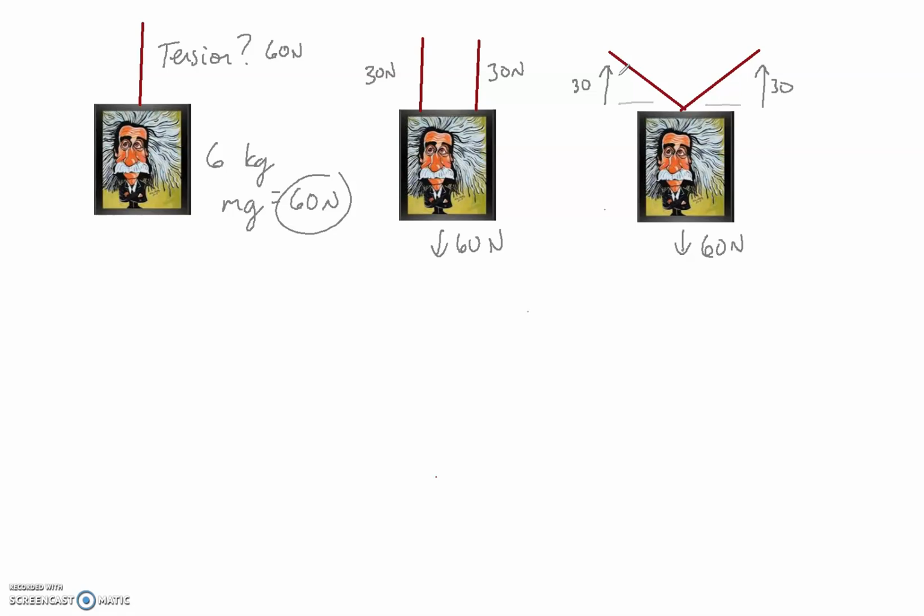So the vertical part still exists, but there's also now a horizontal one. This one is pulling to the right to balance off this one pulling to the left, and this one is pulling to the left to balance this one pulling to the right. So they're actually pulling against each other, causing this horizontal tension to be introduced, which then increases the overall tension in that cable right there.